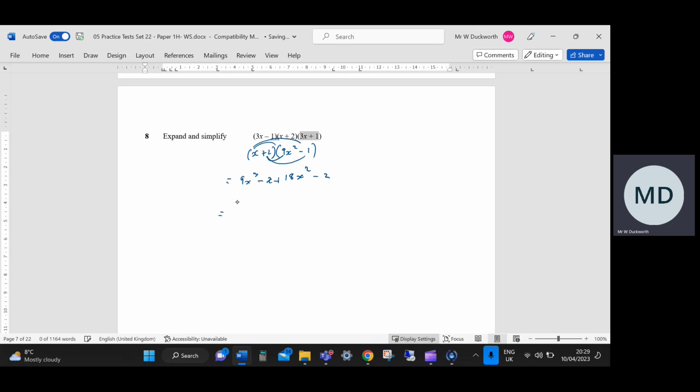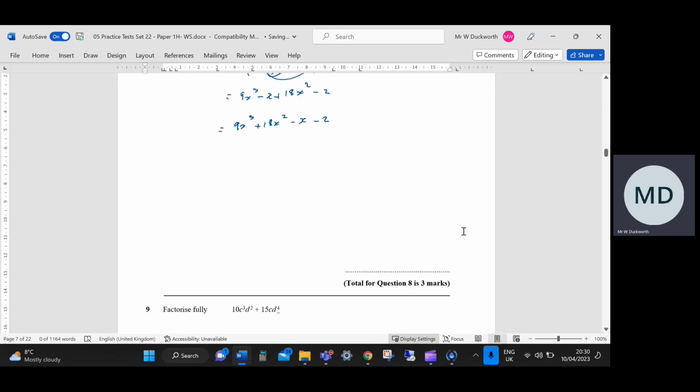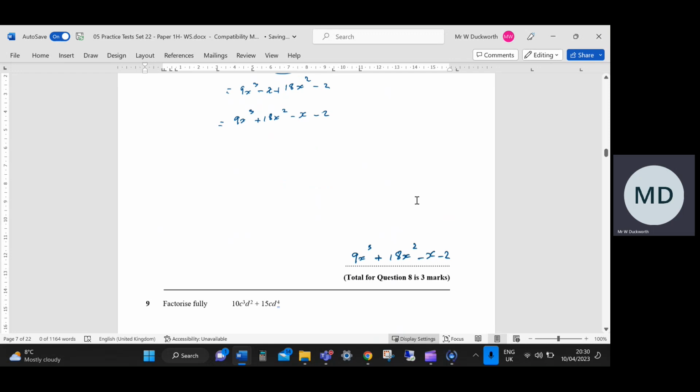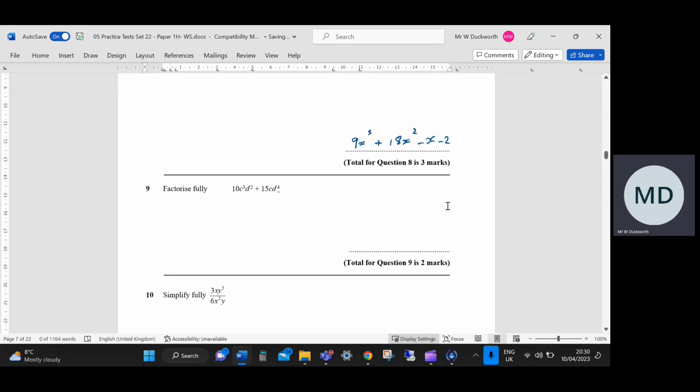So when I put this in size order, descending from the highest power of x, I'm going to go 9x cubed plus 18x squared minus x, then -2. And I'll put that on the answer line just because that makes it easiest for your examiner to spot. Right, and 3 marks available for that. However, we've got a couple more questions on the page, so I'll come back to that in a second.